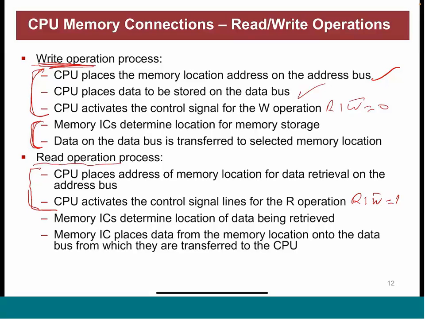Then the memory will take the address, determine the location of the data being retrieved, and then the memory will place data from the memory location onto the data bus. Yeah, I think it makes sense, and this is how it interacts with the CPU.